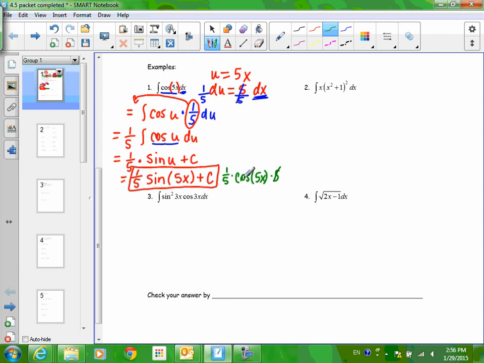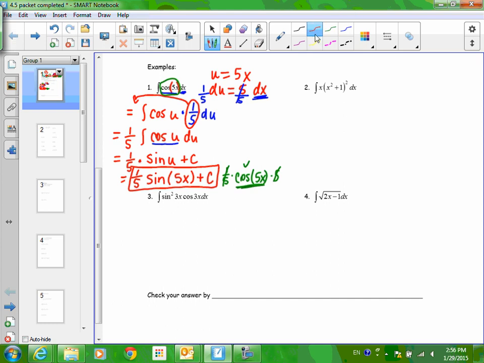So see how the 5 and the 1/5 cancel? And what you have is exactly what you had to start with, in between the integral symbol and the dx. So that's how you know that you did it right. You could also check with your calculator, but this is how you check without your calculator.